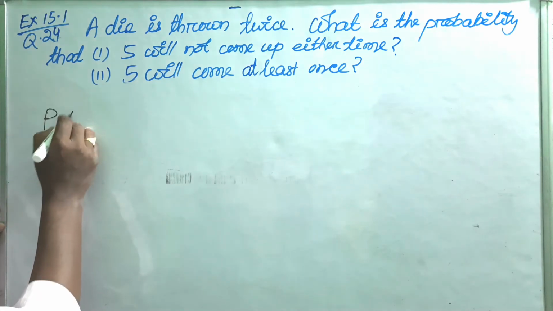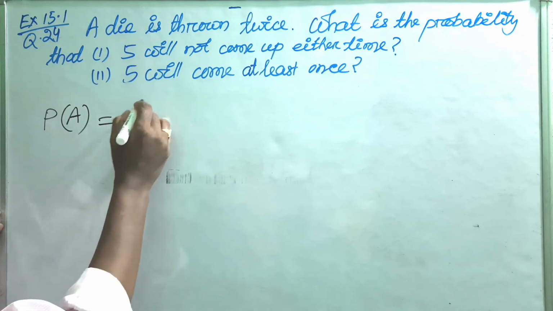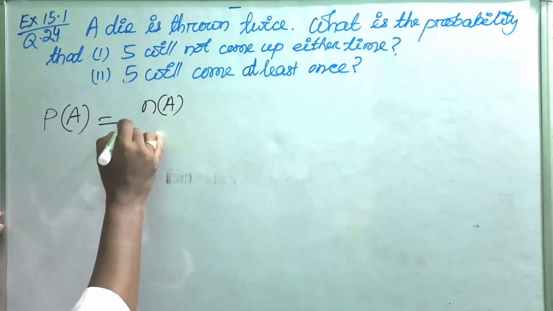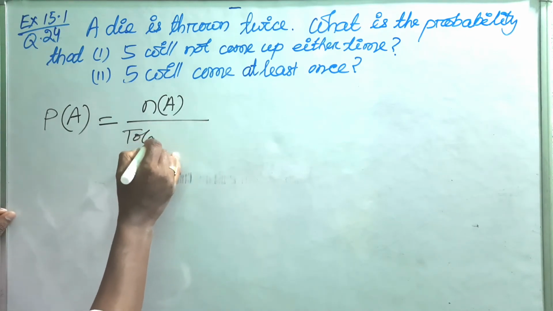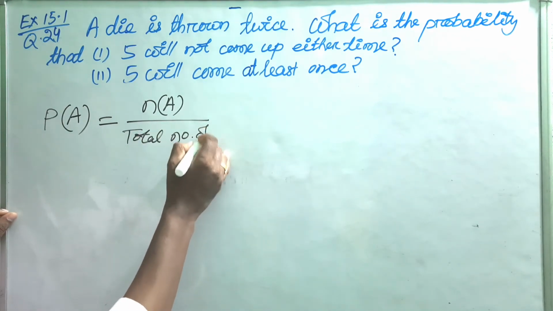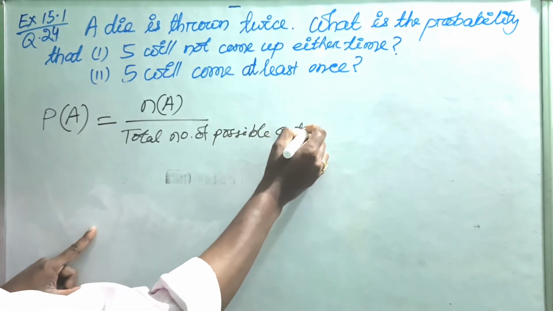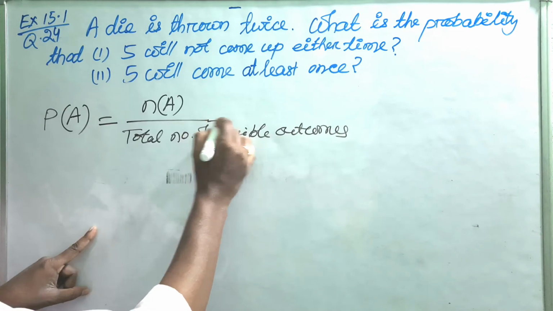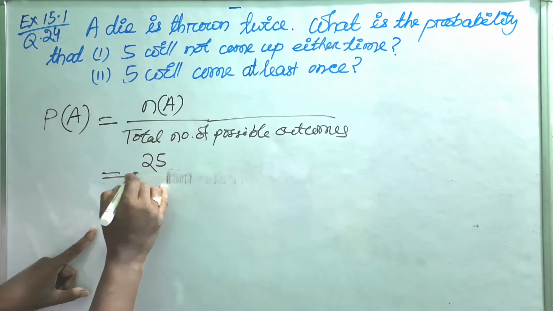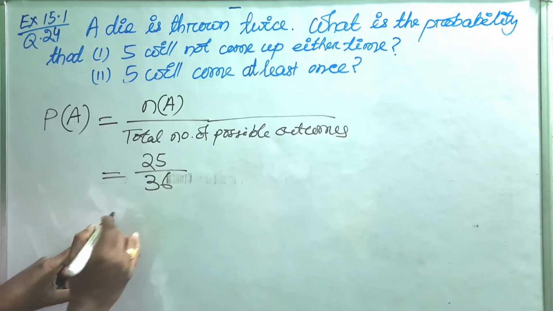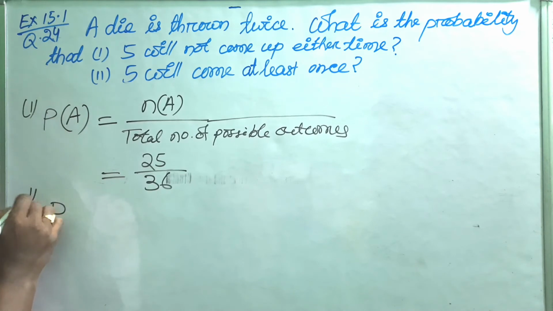Okay. So now let me erase this one, then you will get the probability. Now the probability of event A will be how much? Number of favorable outcomes to event A by total number of possible outcomes. Now the number of outcomes favorable to event A is 25 and the total is 36. So this is the probability of A. This is part 1, this is part 2.